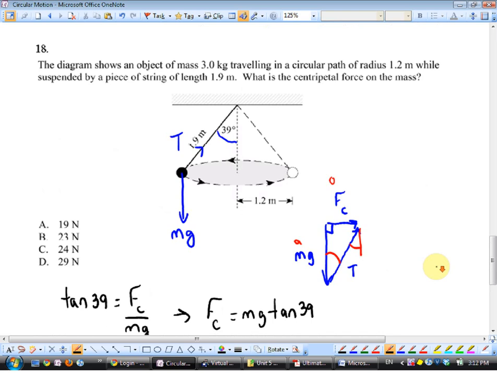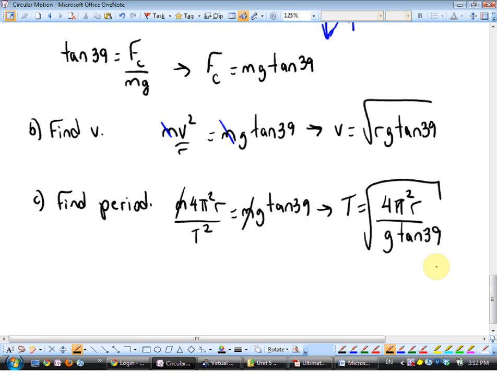Let's go back here. What haven't I used yet, that 1.9? Why'd they give it to me? Well, what they wanted to do is give you at least one different thing in meters to tempt you to make a sloppy mistake. Instead of the radius, pick the length of the string. So all of that can be contained in that one little question. Am I right? It is the square root of 4 pi squared r over g tan 39, right? Yeah.